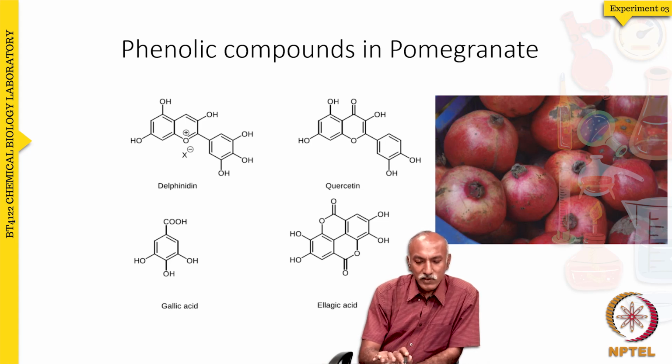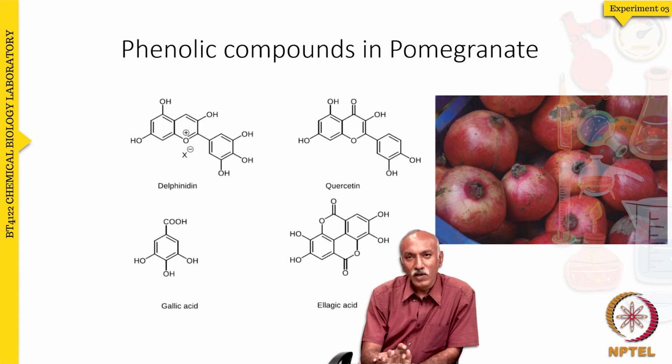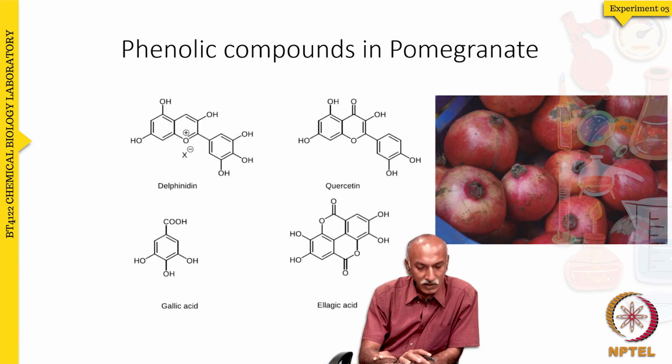These molecules are the phenolic compounds present in pomegranate. As many of you are aware, they have antioxidant properties because the phenolic compounds get oxidized, so that reactive oxygen species get neutralized by the oxidation of these molecules. This is how the antioxidant property of pomegranate juice works.